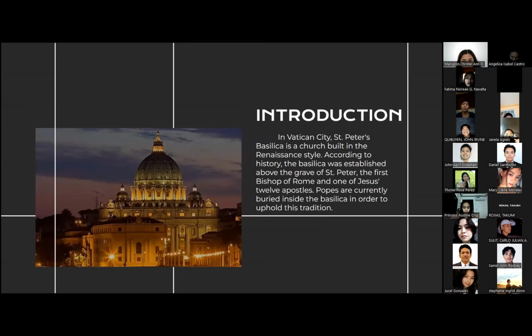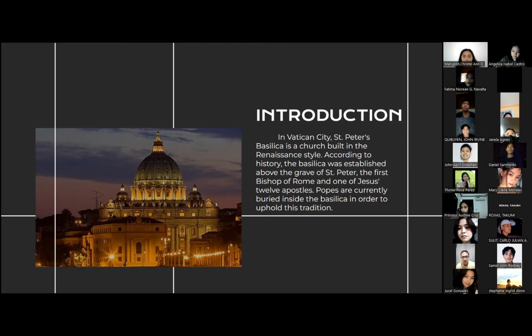So, St. Peter's Basilica is a Renaissance-style church in Vatican City. The basilica was built according to tradition above the burial site of St. Peter, one of the 12 disciples of Jesus, and the first bishop of Rome. To maintain this tradition, popes are now buried within the basilica. Regarded as one of the holiest sites in Christendom, it was built to replace the old St. Peter's Basilica between 1506 and 1626.